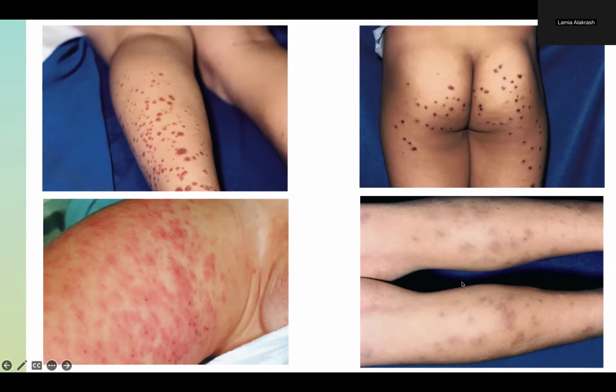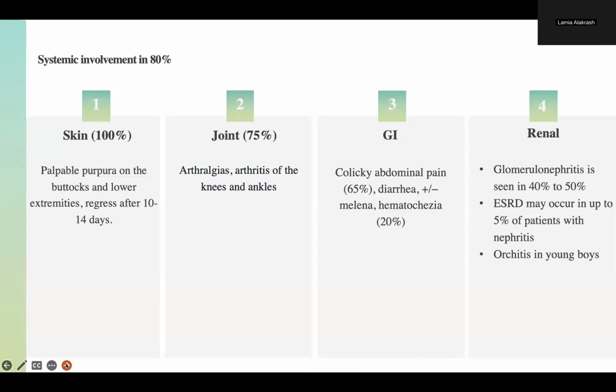And here we have an atypical lesion. This patient presented as an ecchymosis or bruise-like lesion without the presentation of the common purpura, and was found to have small vessel vasculitis. Systemic involvement in this condition can be seen in up to 80% of patients. Skin is always involved. The classic presentation is palpable purpura in the buttocks and lower extremities. However, it may extend beyond this. It can be seen in the abdomen and upper extremities, but it's less common.